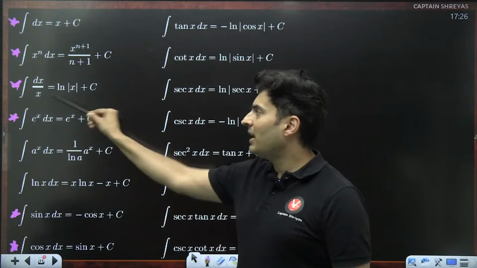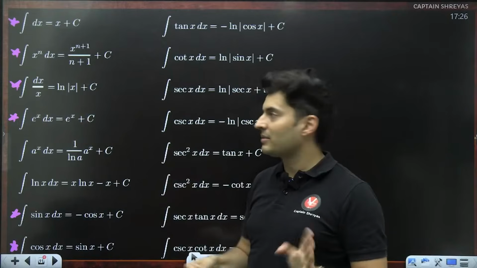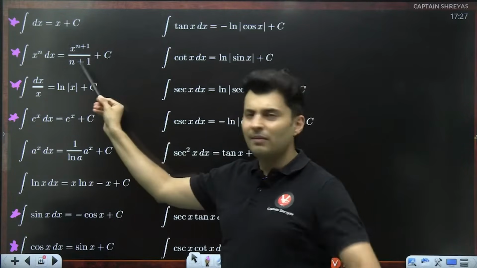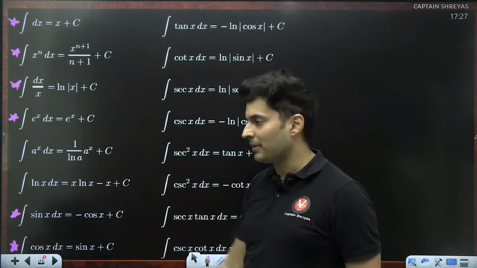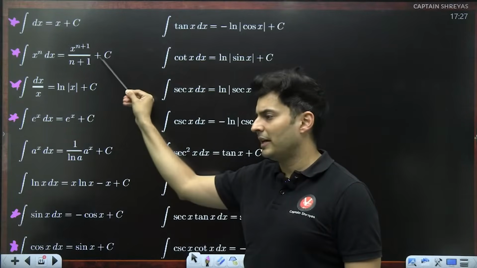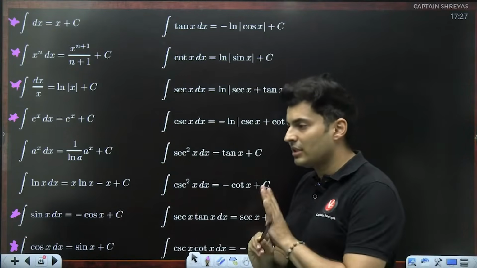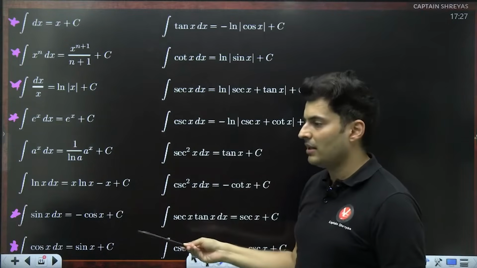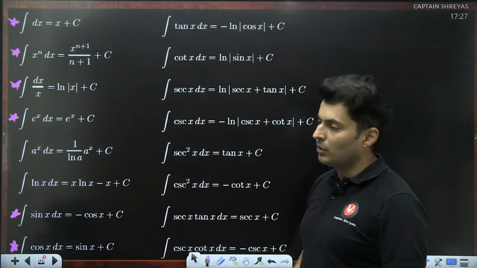And this one, 1 by x, is also very easy because log x's derivative was 1 by x, so integration will be log x. This is also simple. Integration dx is x. This formula, with practice, you will get it. X raised to n's integration is x raised to n plus 1 by n plus 1. This is the only different-looking formula, but with practice you will get used to it. The others, don't worry. Once you understand how to use it, the rest is just formulas. You just have to write it 5 times, 10 times, 20 times. That's it. But there is a very, very low chance of you getting a question on these.